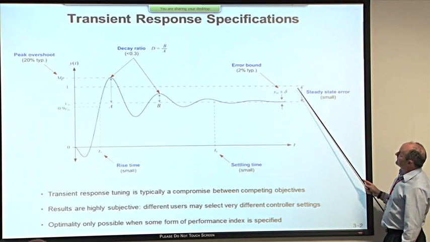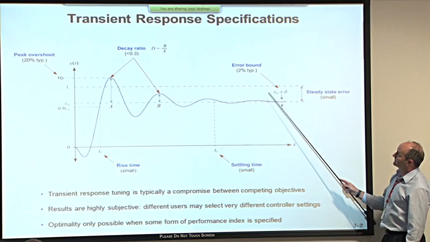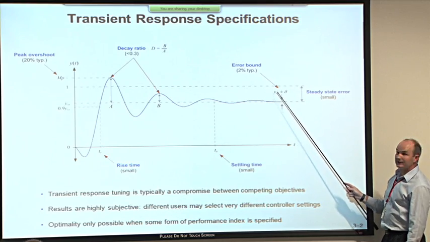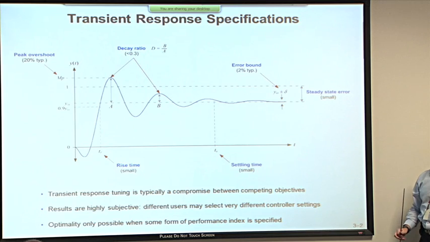And then lastly, steady state error is the difference between the steady state of the response and the steady state of the input. In this case, it's non-zero. We'd like it to be small, preferably 0. And for some types of system, notably power supplies, it must be 0. We want to have a perfectly accurate output for steady state.